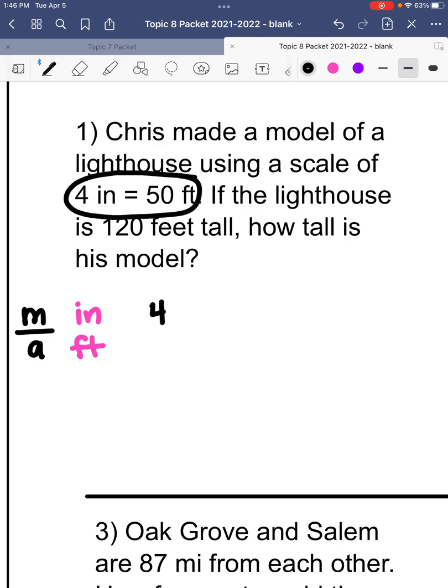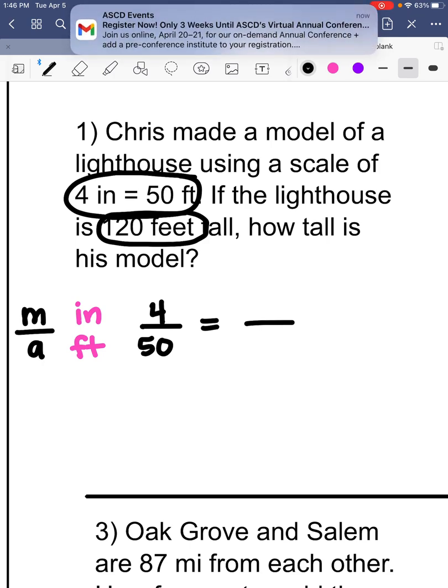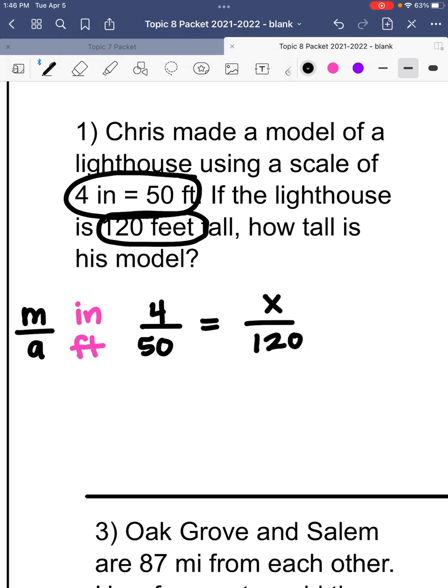So 4 inches is my model, 50 feet is the actual, and I'm going to use that in a proportion. So I'm setting it equal to another fraction. Now the only other measurement I have is that the actual lighthouse is 120 feet tall. So where do I put that 120? Well, because it's feet, I want to put it on the bottom. So 120, and we're trying to figure out how tall the model is. So how many inches tall is the model?